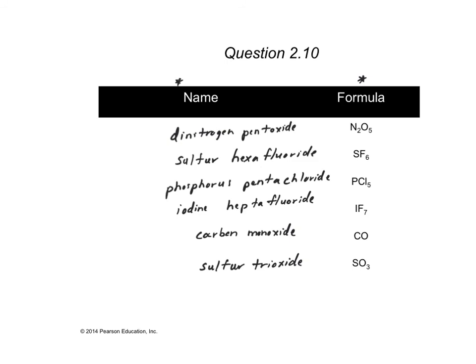Okay, ideally this is what you should have gotten. I hope you can read these. Dinitrogen pentoxide was number 1: 2 nitrogen, 5 oxygen. Note that we dropped the A in pentoxide, because it's not pentaoxide, it's pentoxide. Sulfur hexafluoride. Phosphorus pentachloride. Again, for all of these with mono first, we can drop the mono. We don't have to specify it if it's the first element in the compound. We've got iodine heptafluoride, carbon monoxide. Here monoxide is the second element in the compound, so we do have to specify that there's only one of them, and that's with mono. And then we have sulfur trioxide.